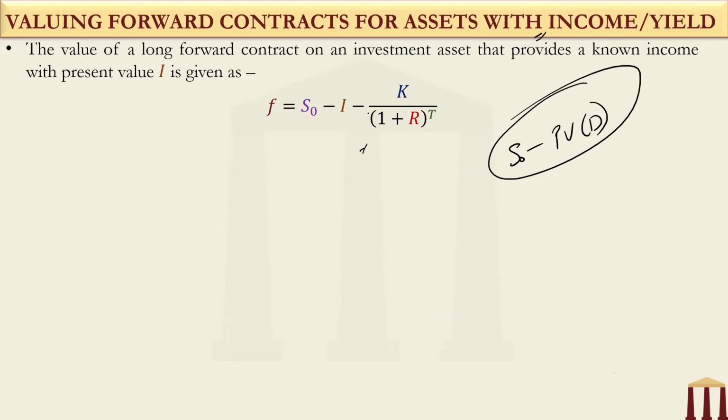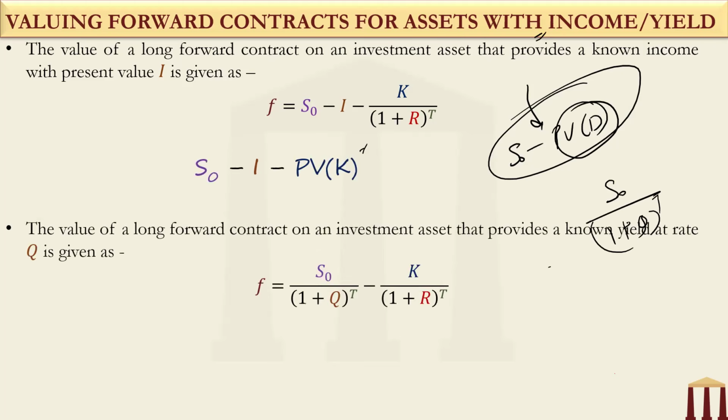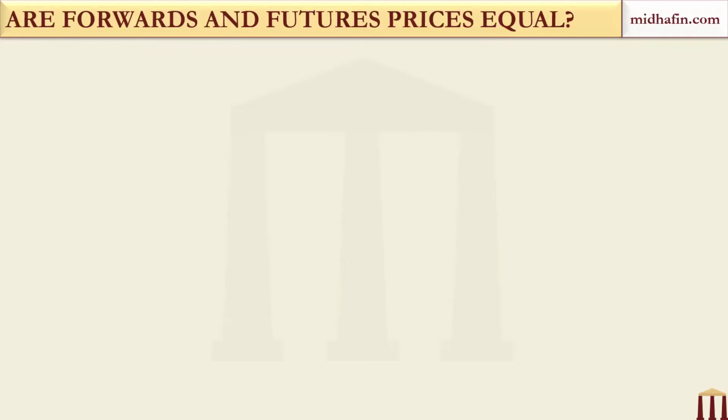Everything remains the same. S0 simply gets replaced by S0 minus PVD if you can find PVD explicitly, or if it is in the form of yield, then S0 gets replaced by S0 divided by 1 plus the yield raised to the power t. It will be consistent across all the formulas. Again, I am repeating, you don't need to remember it. Okay, fine. So this is for income.